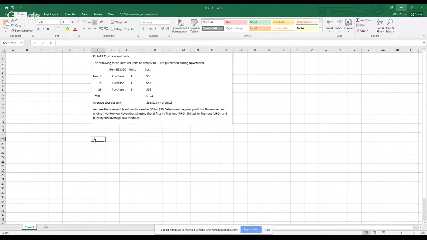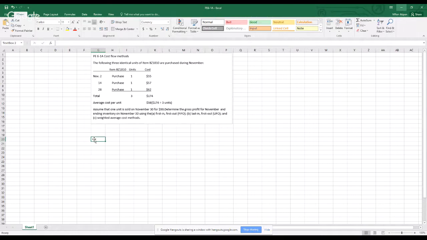The following 3 identical units of item BZ1810 are purchased during November. So we're looking at the month of November. We've got November 2nd purchase, 1 unit. November 14th purchase, 1 unit. November 28th purchase, 1 unit. And we've got the cost. So assume that 1 unit is sold on November 30th for $90.